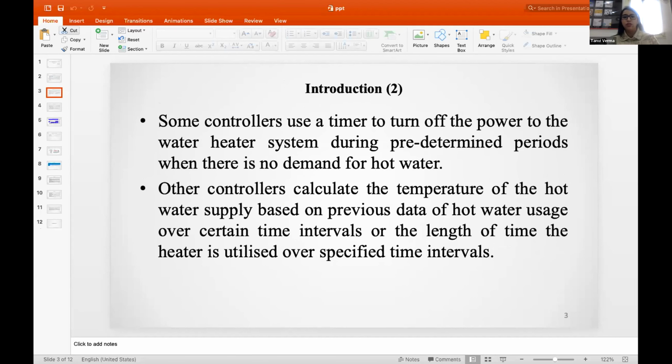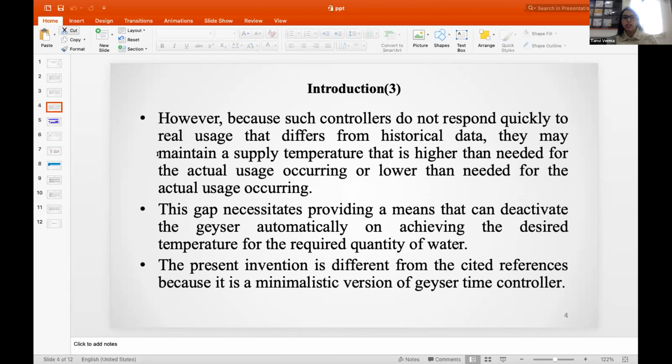Continuing this, some controllers use a timer to turn off the power to the water heater system, and other existing methodologies or models in the literature have some time clocks or switches or controllers which calculate the temperature of the hot water supply. What happens is that whenever the geyser is not cut off, the actual usage is always less than whatever has been supplied by the geyser. So taking these gaps into consideration, it necessitated us to provide a means that can deactivate the geyser automatically on achieving the desired temperature for the required quantity of water.